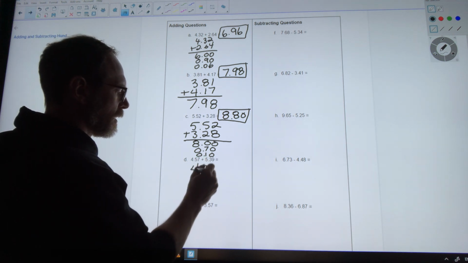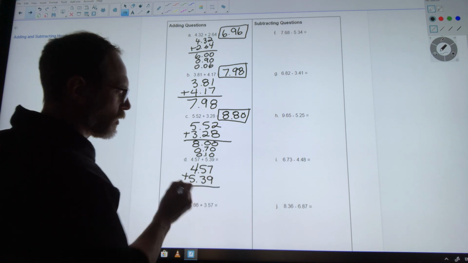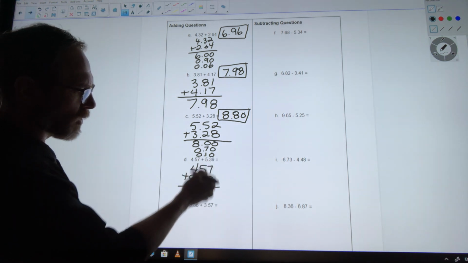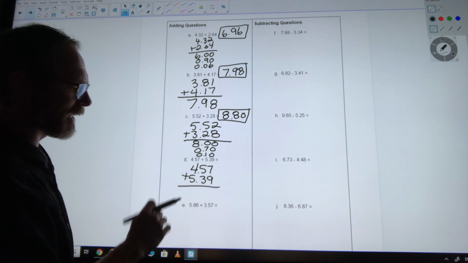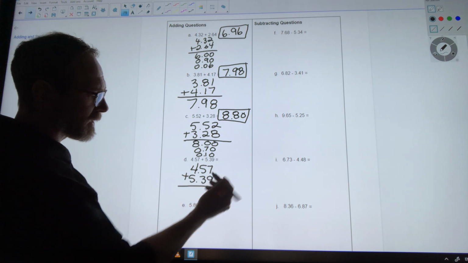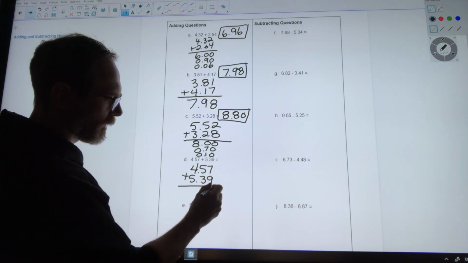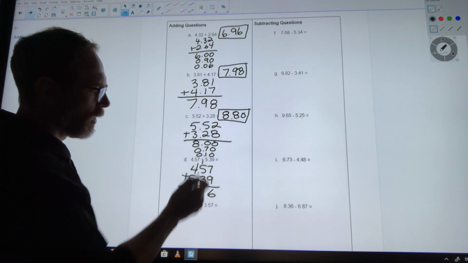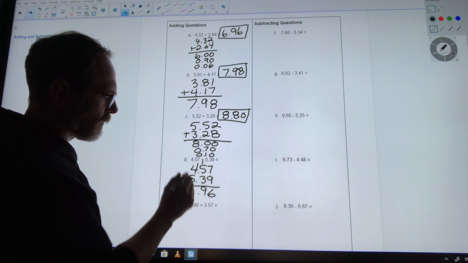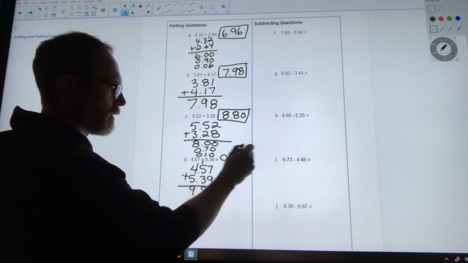4.57 plus 5.39. I'm going to use carrying. There's definitely going to be some carrying to do. My answer is going to be about 9.8, 9.9, something like that. So 7 plus 9 is 18. No, sorry, it's 16. Can I carry the 1? 1 and 5 is 6. 6 and 3 is 9. And 4 plus 5 is 9. So my answer is 9.96.